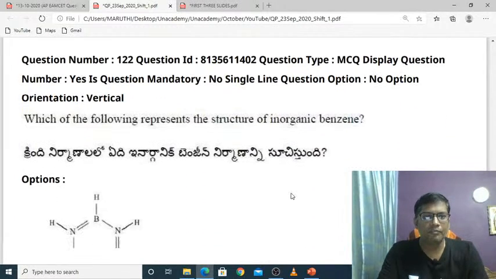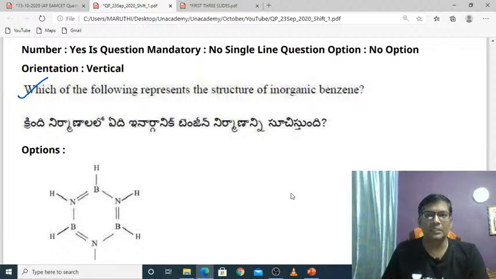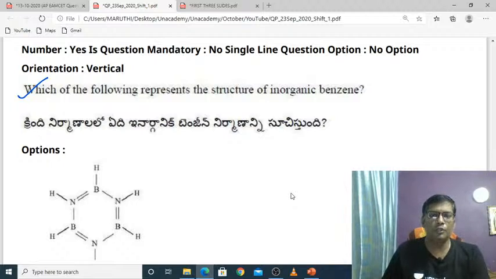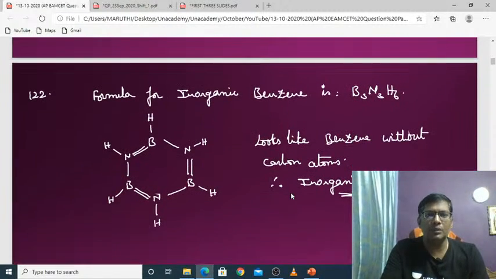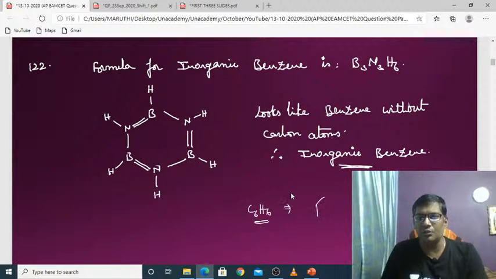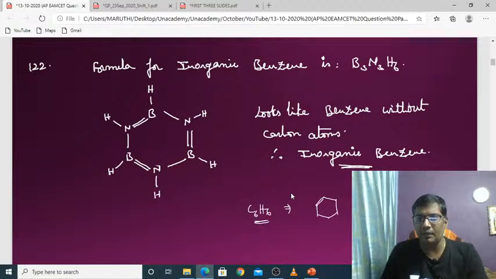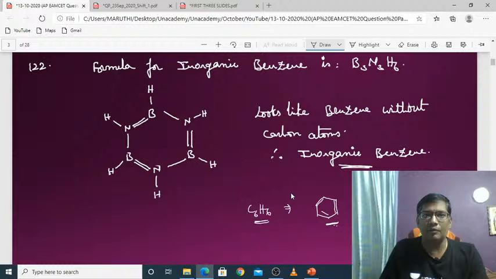Coming to the next one, 122. Which of the following represents the structure of inorganic benzene? You know very well the organic benzene, that is C6H6. The benzene looks like this. Everybody knows. But we need to have the formula for inorganic benzene.